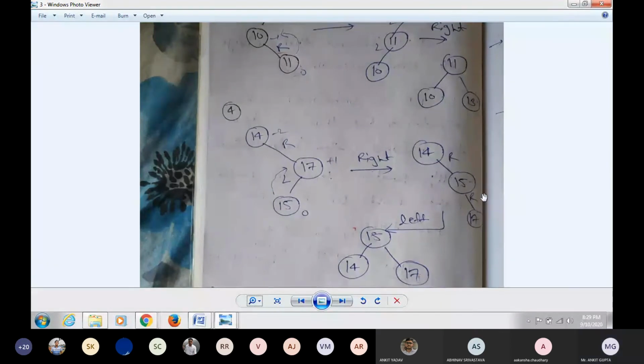So now left. So basically in the RL, first of all you have to apply right and then you have to apply left. Okay, so 14, 15, 17. So left. 15 fix, 14 will come here and then 17 will come here, the right side. Any problems in this case? In all 4 cases, any problems?